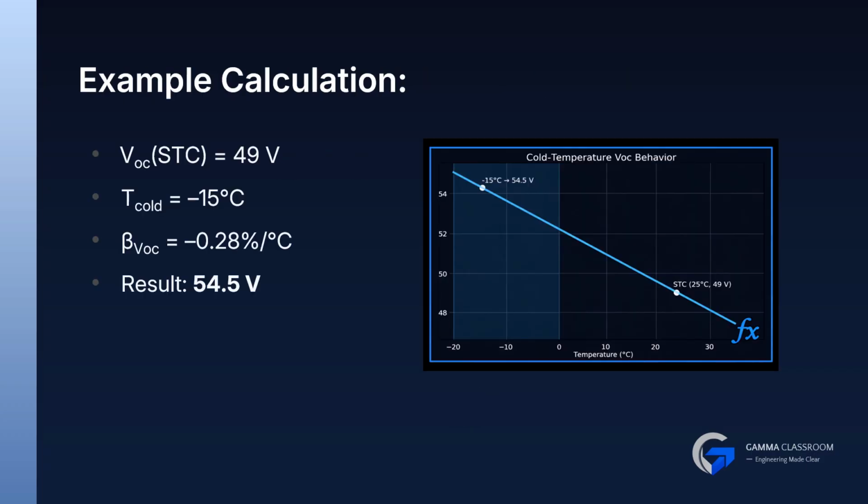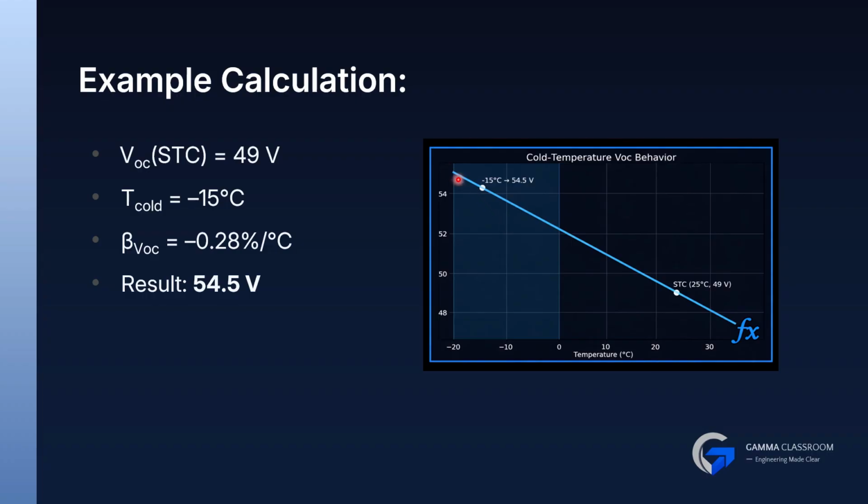For a module with 49 volt open circuit voltage and a coefficient of -0.28% per degree, open circuit voltage rises to about 54.5 volts at -15 Celsius. This diagram shows how open circuit voltage increases when the temperature drops.